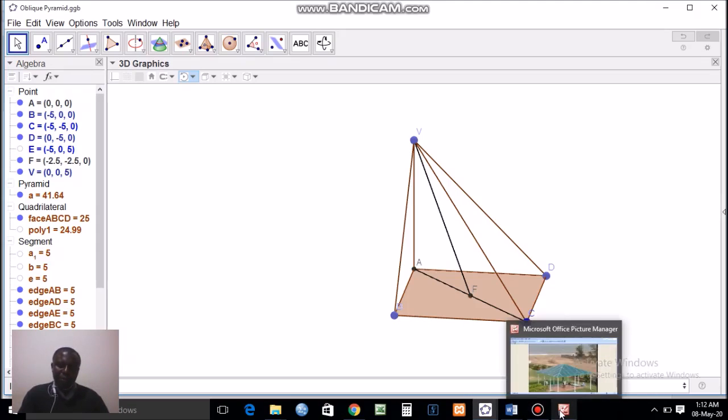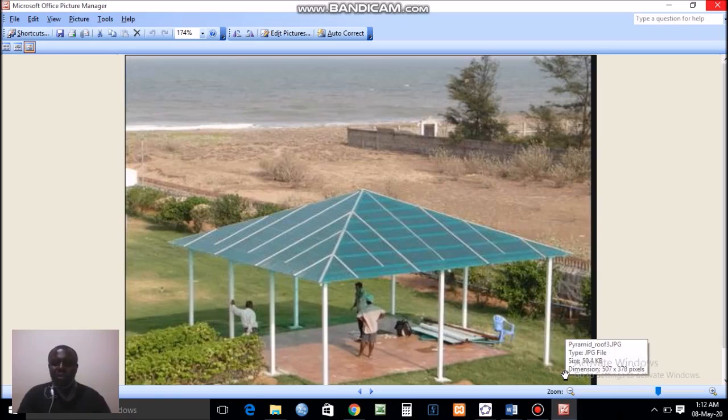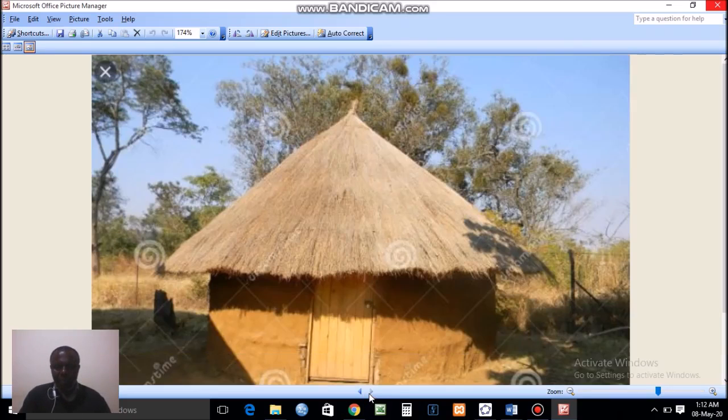Now, if you look around your environment, you'll see lots and lots of objects which are in the shape of a pyramid. Most roofs are in the shape of a pyramid, like what we have in our picture. We can look at more of those pictures. This is a roof which is in the shape of a pyramid.